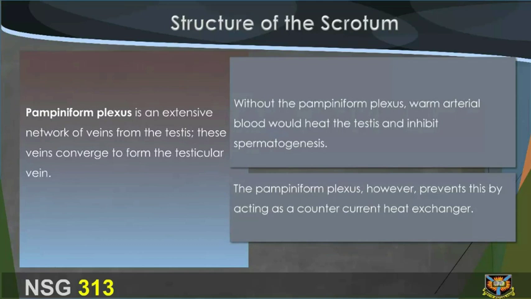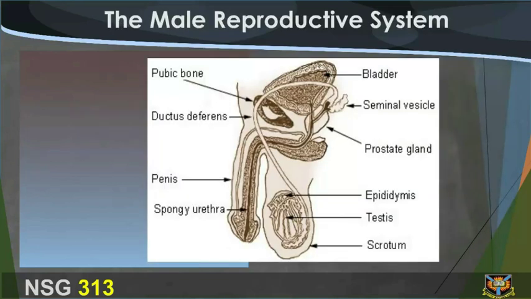The pampiniform plexus is an extensive network of veins from the testes. These veins converge to form the testicular vein. Without the pampiniform plexus, warm arterial blood would reach the testes and inhibit spermatogenesis. The pampiniform plexus, however, prevents this by acting as a countercurrent heat exchanger. Diagram of the male reproductive system.